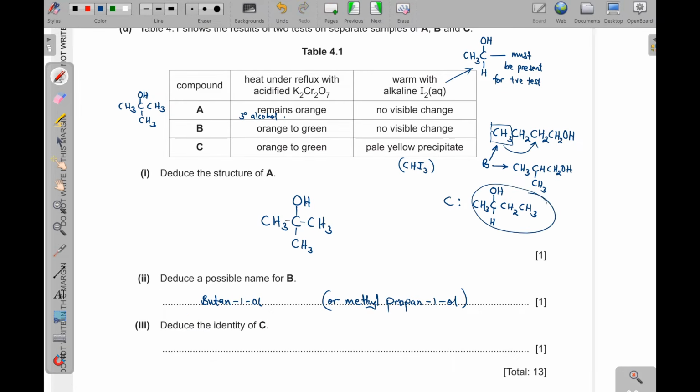Okay, then deduce the identity of C. C is here. That is 1, 2, 3, 4. That is butan-2-ol. Can say 1, then 2. So the OH is on the second one here. It has to be butan-2-ol. Like that.